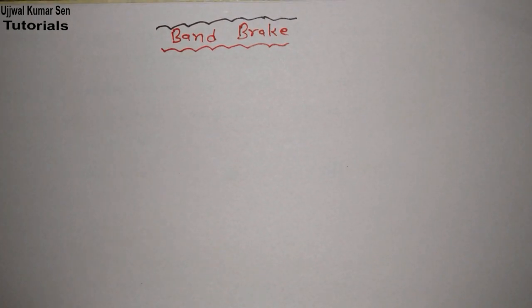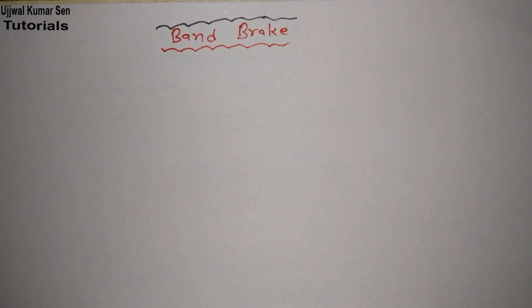Ujjwal Kumar Sen, and in this video tutorial I'm going to share with you about band brake. Well, band brake is a brake which we usually used in automobiles, but nowadays we are not using this type of brake. We used this kind of brake in old times, around 20 years ago. Band brake, shoe brake, drum brake we have used, right? But even then we have been studying this type of brake.